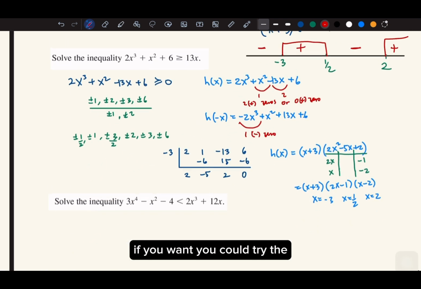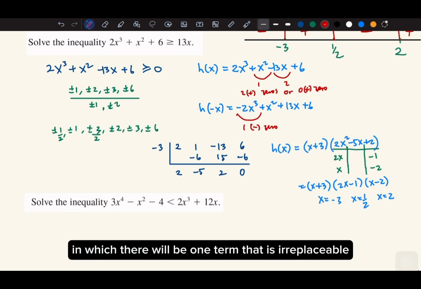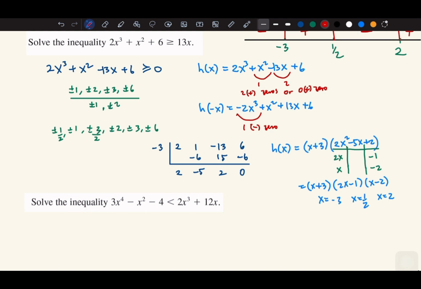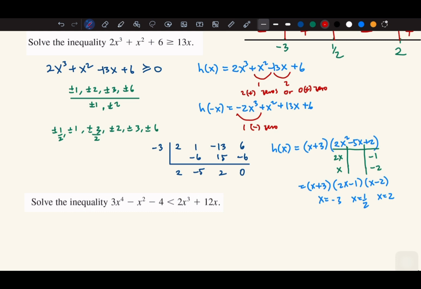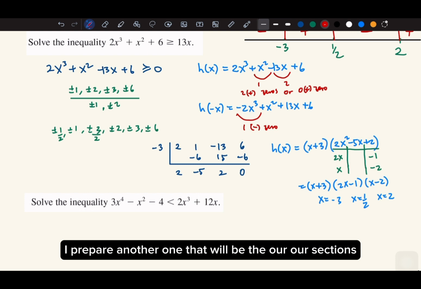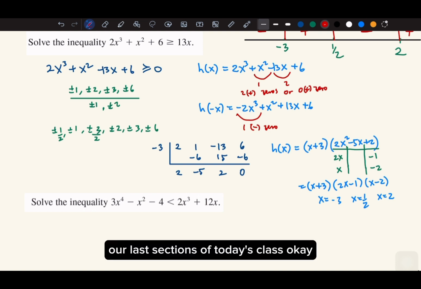Okay, if you want, you could try the second one, in which there will be one term that is irreducible, which in this case you can skip and focus on the one that makes zeros, and then do the same thing. You can try this one, but I prepared another one. That will be our last section of today's class. Okay.